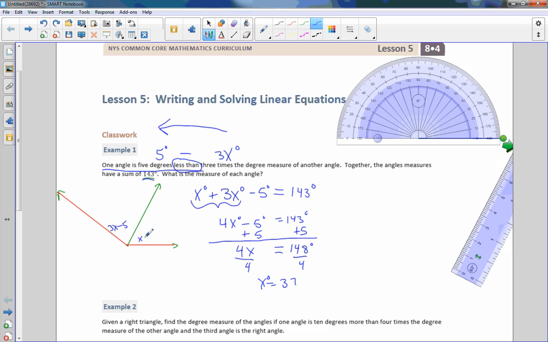All right, so that means that this is 37 degrees. And then I take that 3x minus 5 and substitute in that 37 to find the measure of the other angle. So 3 times 7 is 21, carry the 2. 3 times 3 is 9, plus 2 is 11, minus 5 is 106 degrees. Okay, so this equals 106, and this equals 37.